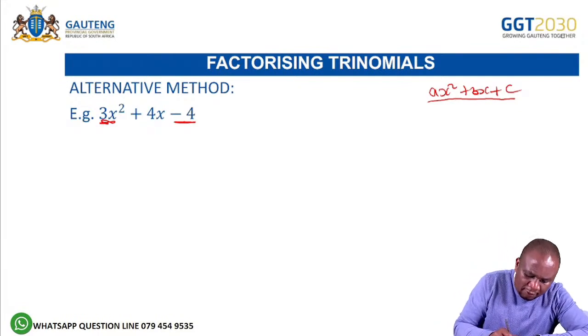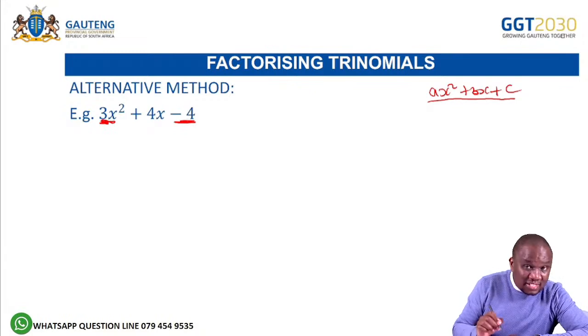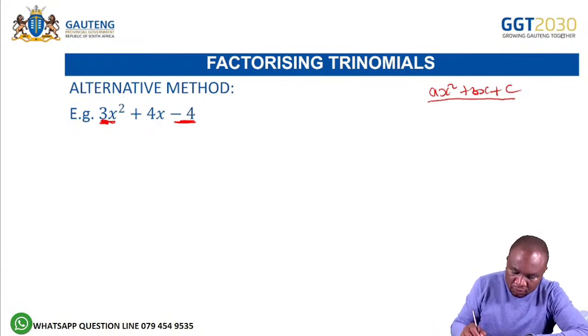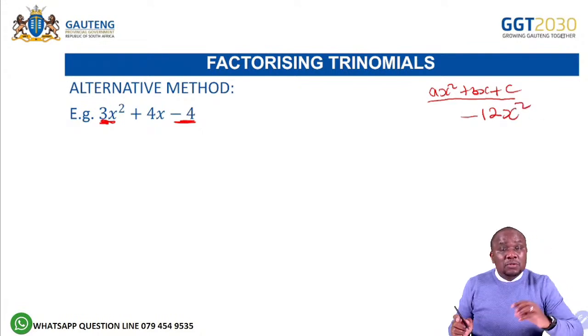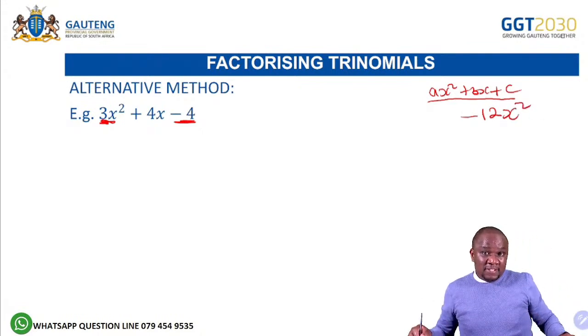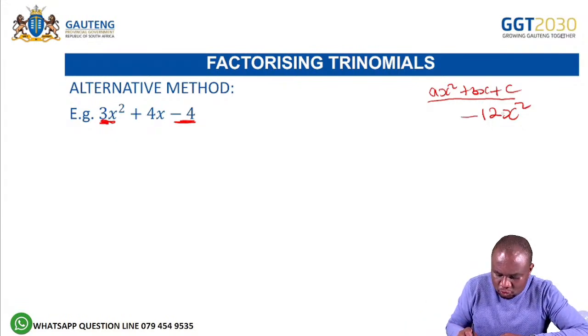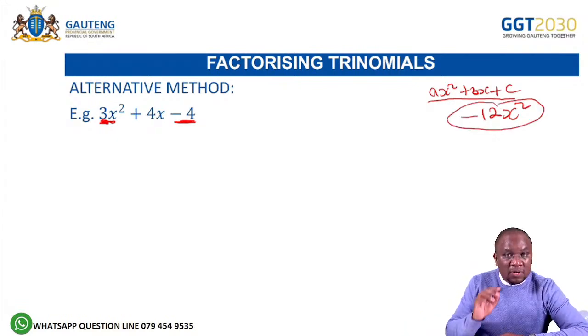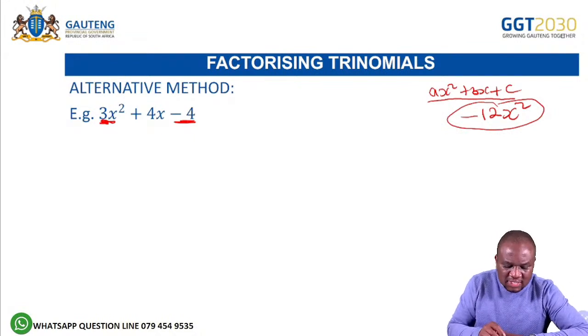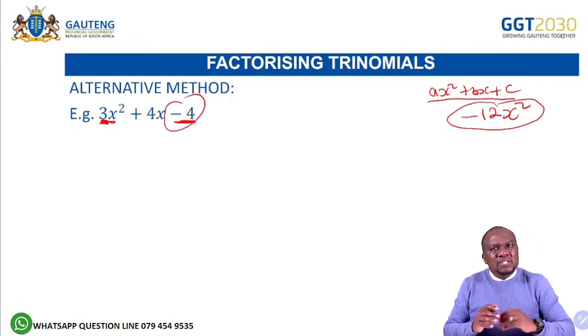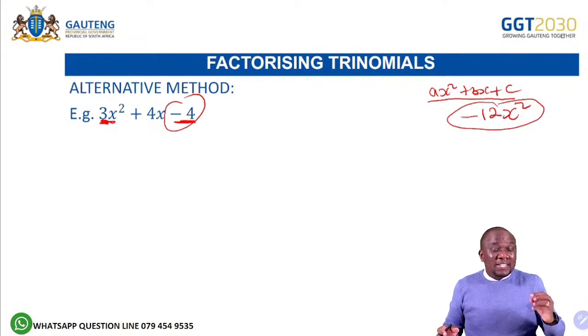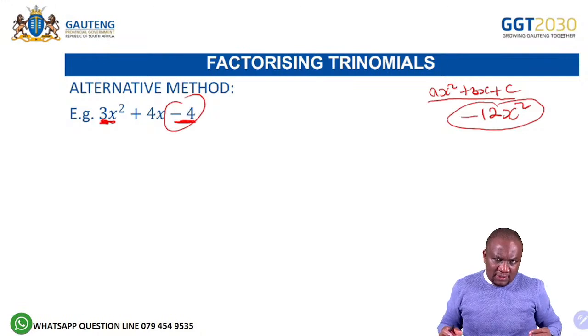Right, so you multiply your first term with your constant, which is -4. What do we get? We get -12x squared. This one is almost the same as what we did in the previous lesson. And then we look at the factors of -12x squared. Do you see the difference now? When the coefficient of x squared was 1, we just looked at -4, and then we said, what are the factors of -4? But now, the coefficient of x squared is not 1.